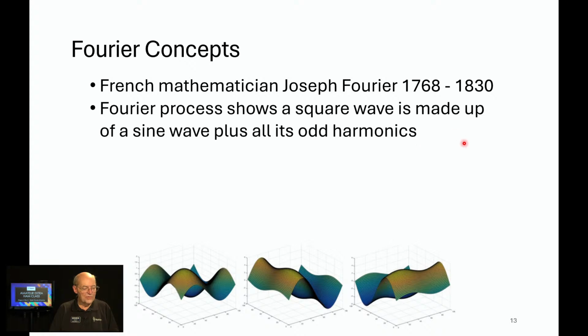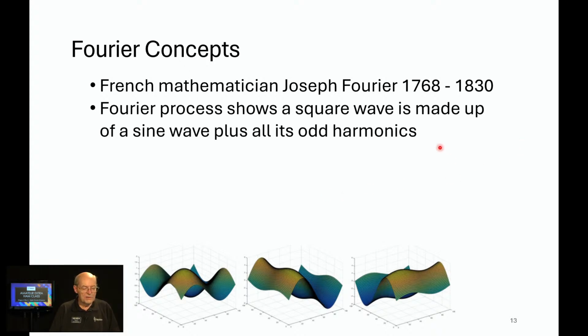So he proved or showed mathematically that a square wave is made up of a sine wave plus all of its odd harmonics. So basically any kind of waveform you can dream up is some combination of sine waves all added together. Yeah, heat and vibration is what he was dealing with way back then.